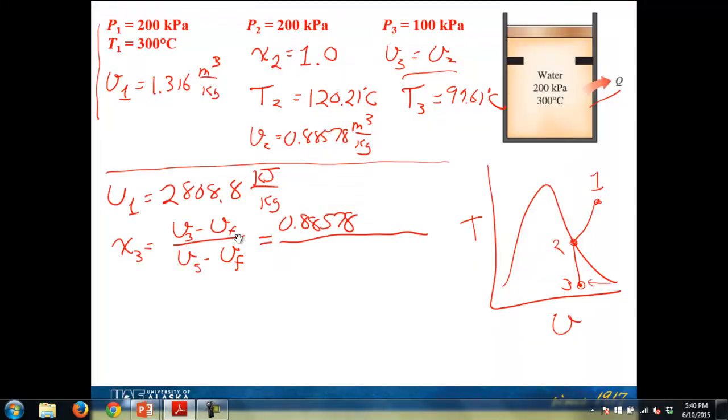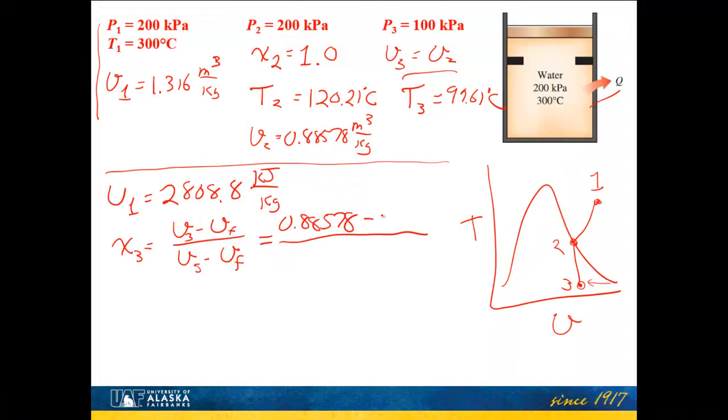So let's go ahead and put that on here. So this is minus 0.001, a pretty small value. It's actually pretty insignificant. And then 1.6491 minus 0.001. And now I can go ahead and get what my quality is. And my quality is 0.5223. Now, you know this value just tells me what the mass of vapor is over the total mass. So now I can calculate U3.